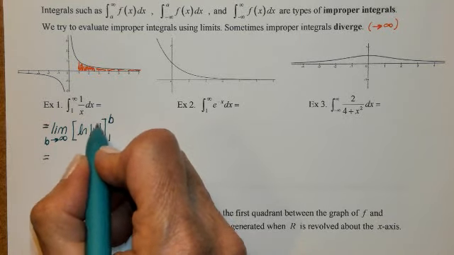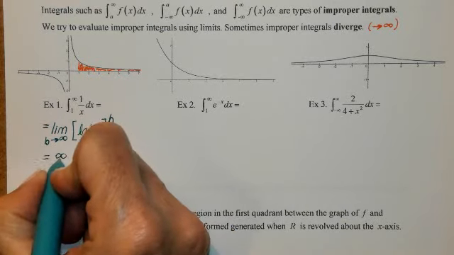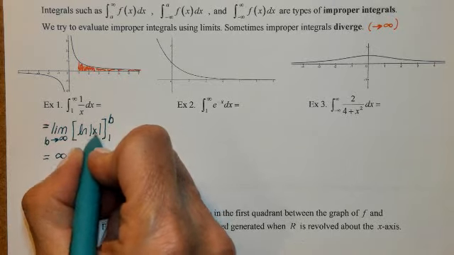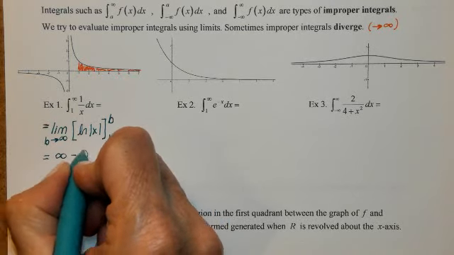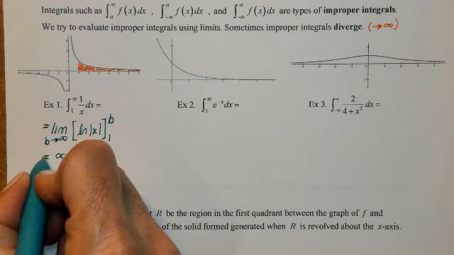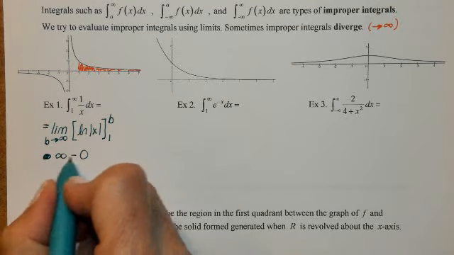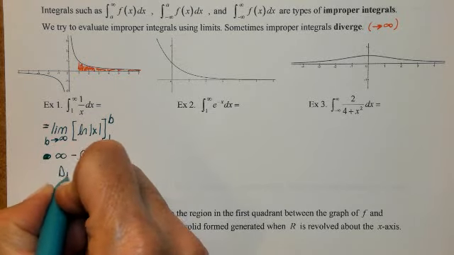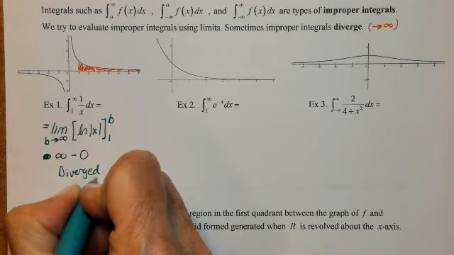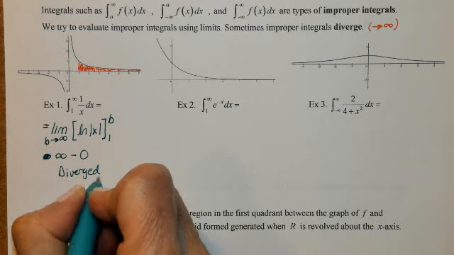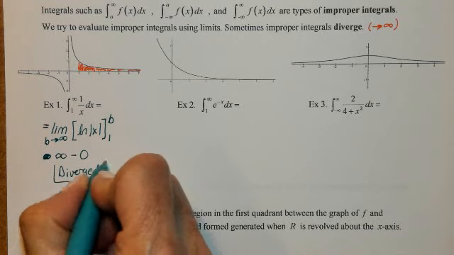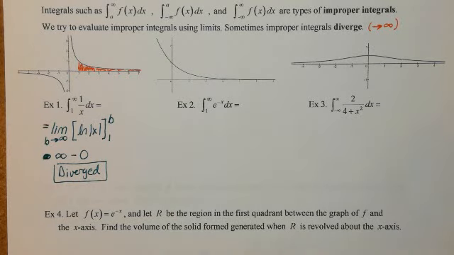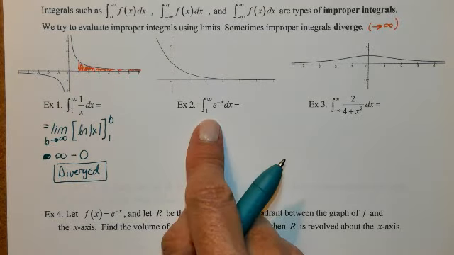Natural log of something going to infinity is infinity. Now plug in 1 for x, and natural log of 1 will be 0. I don't want to say that that's equal to, so I'm going to get rid of my equal sign, because infinity minus 0 is infinity. So this diverges. Diverge means it goes to infinity.